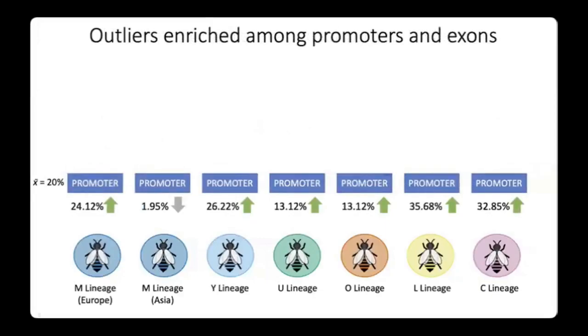So when we focus on unique lineage mutations associated with positive selection among the promoter region, which we've defined as 1,000 base pairs upstream of the gene's start codon, we find that on average there's about a 20% enrichment of mutations among this region. So the direction of the arrow indicates if the enrichment is increased or depleted, and the coloring of the arrow indicates that that enrichment was significant relative to the gray arrow, which indicates that the enrichment was non-significant.